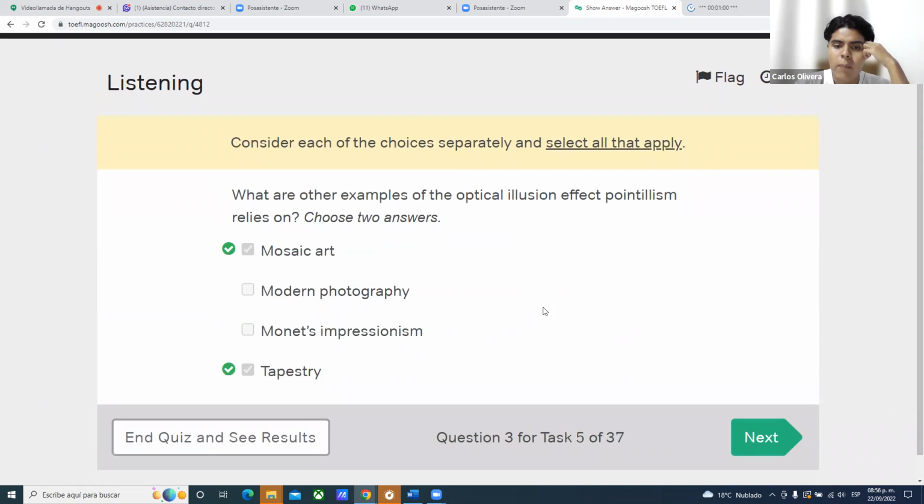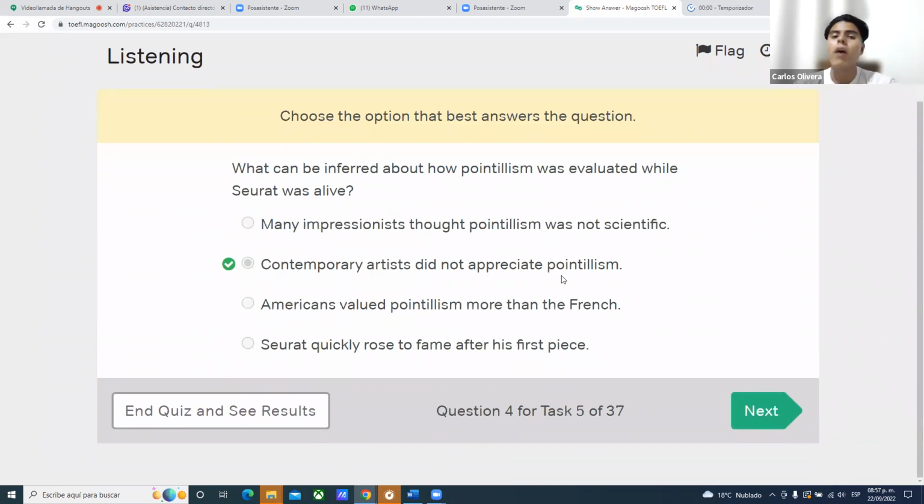What other examples of the optical illusion effect pointillism relies on? I think this was very easy, right? Mosaic art and tapestry. I think that both options were very clear because the author also mentions it tremendously clearly, right? Let's continue. What can be inferred about how pointillism was evaluated while Seurat was alive? Contemporary artists did not appreciate pointillism. Fantastic. This is very good, dear students.